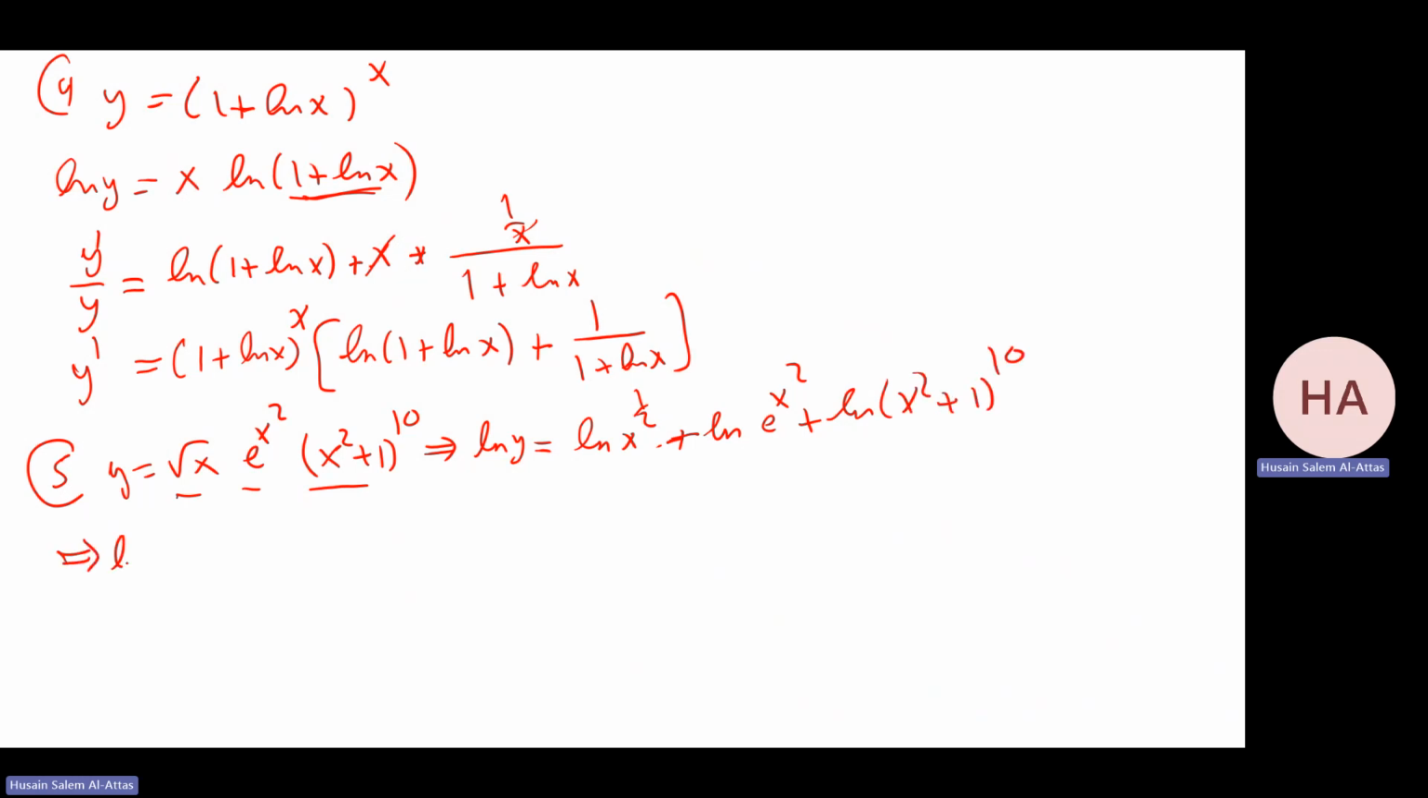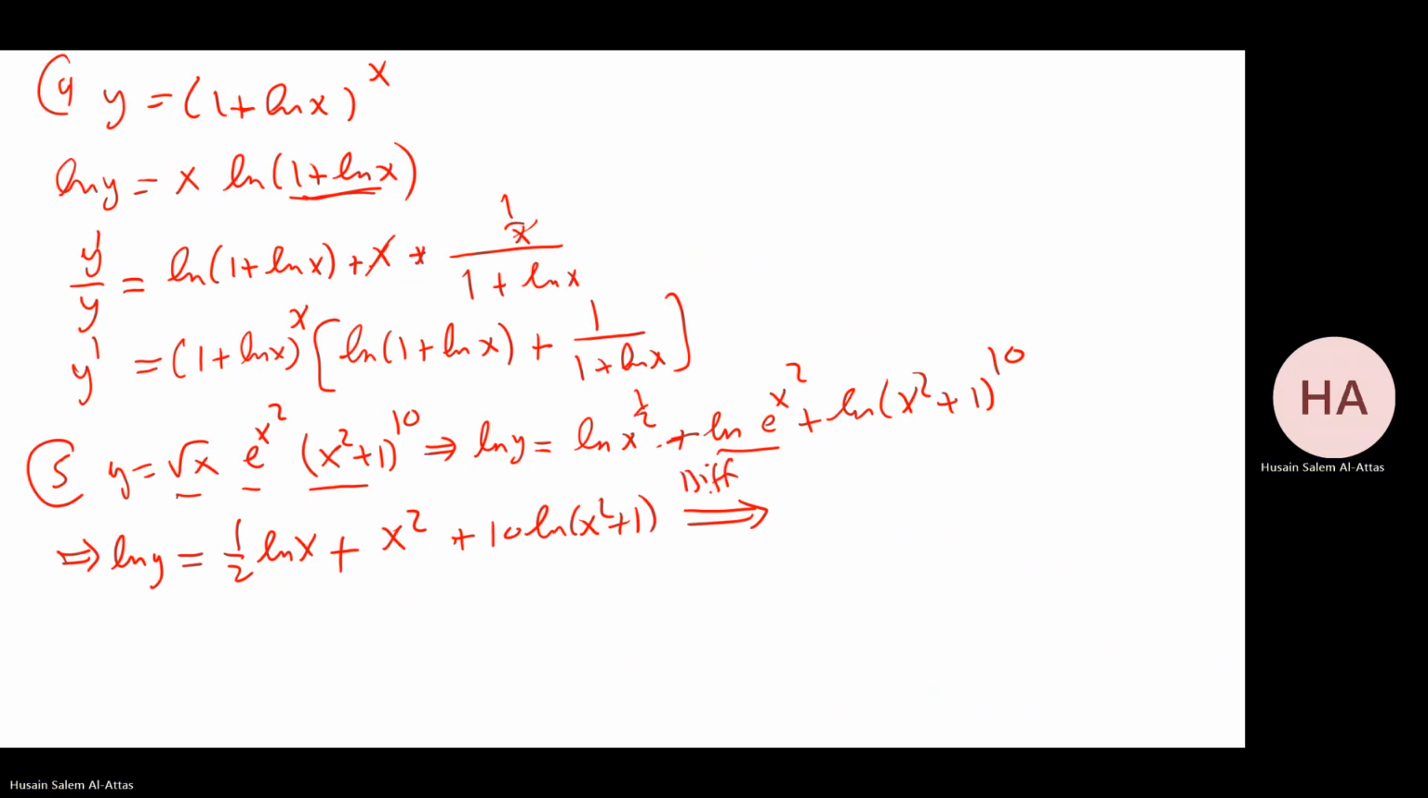So that implies ln y equals what? Half ln x plus x squared. This one will be x squared plus 10 ln of x squared plus 1. Now differentiate with respect to x. You get what? y prime over y equals 1 over 2x plus 2x plus 2x over x squared plus 1.